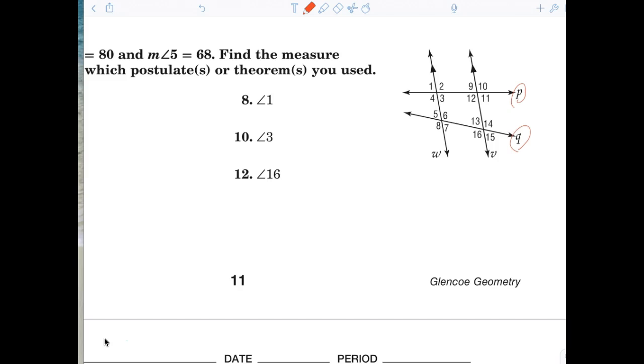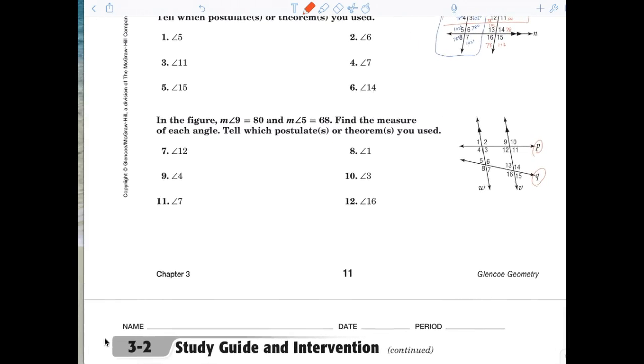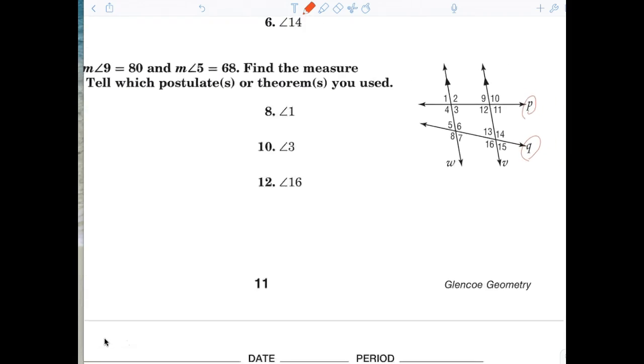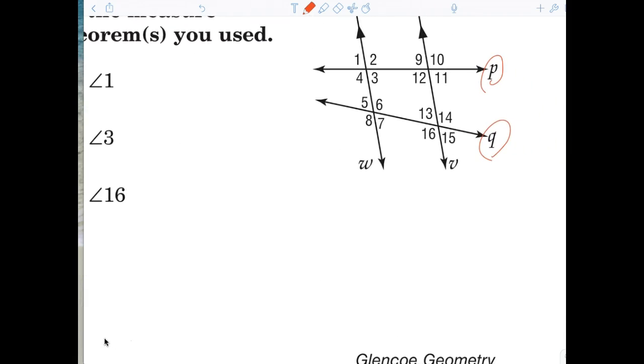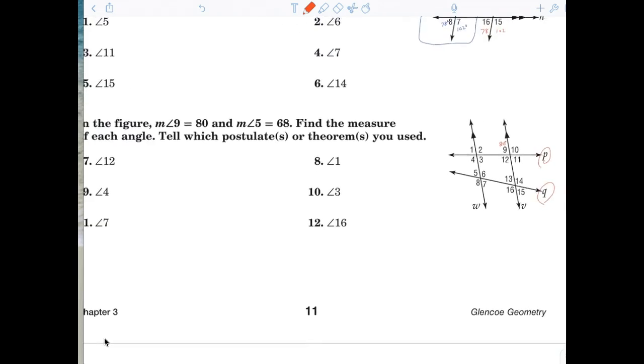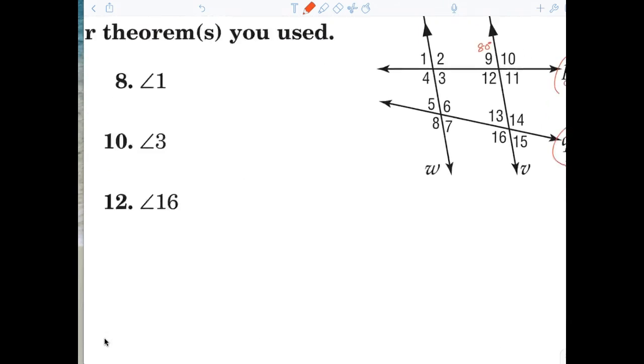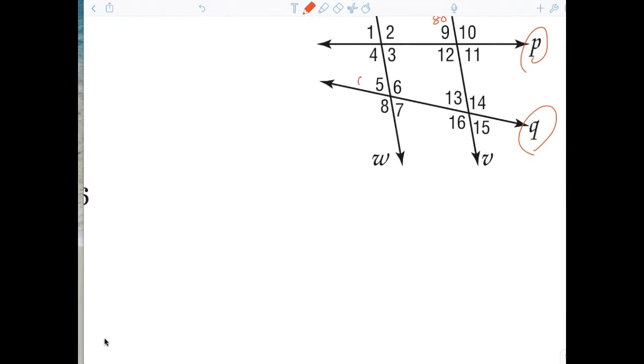So in this case, we're going to say measure of angle 9 is what? 80. Measure of angle 9 is 80. So I'm going to put an 80 degrees right there. And then it says measure of angle 5 is 68. All right, now what I want to do is I want to make this perfectly clear.